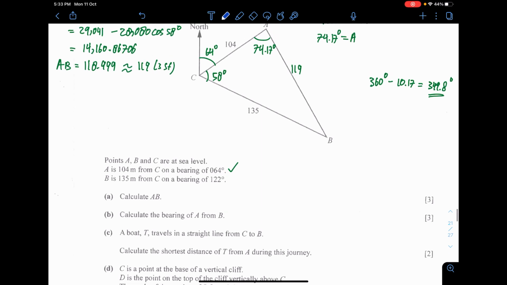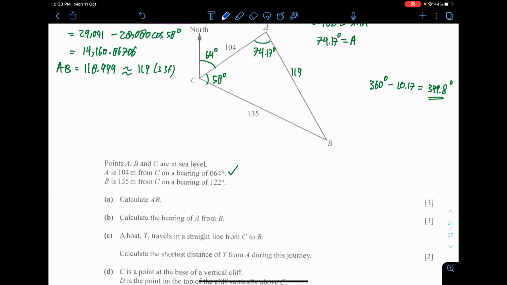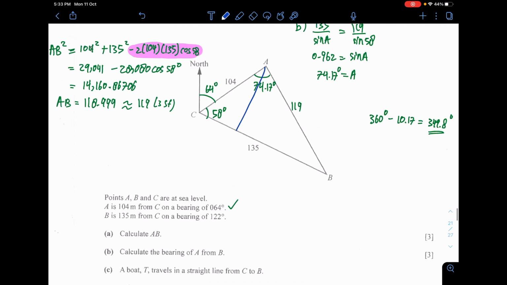Traveling from C to B, and they are having a location where it's the shortest distance from the boat to point A. Now let's just say it's here. If you are looking for the shortest distance from a point to the line CB, it's always perpendicular. The boat must be around here. The shortest distance is when you are actually having a right angle triangle.